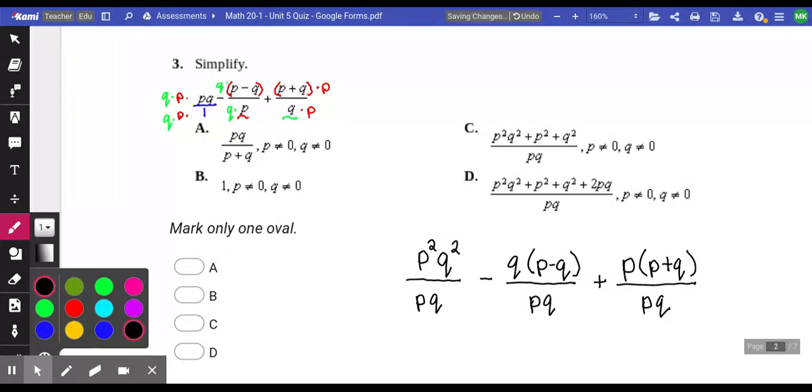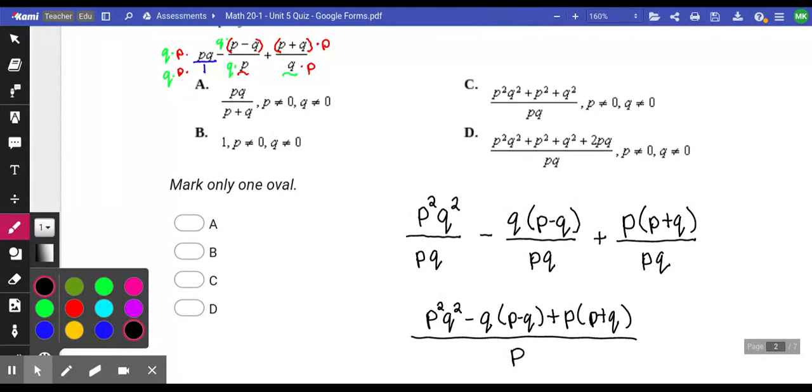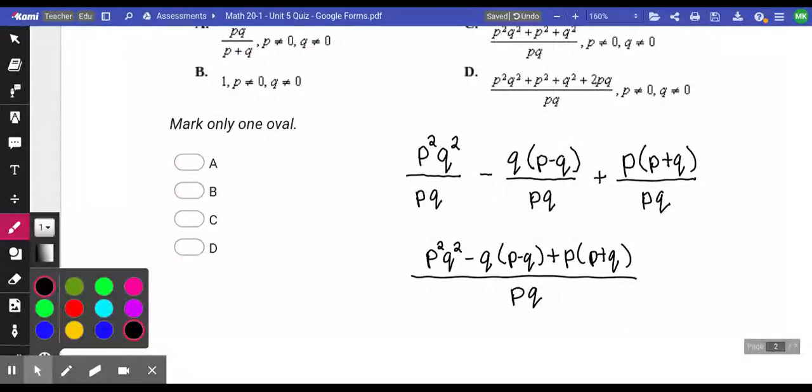Now that you have a common denominator, you can turn this thing into one fraction by just basically combining the entire top, writing it as one big statement. So p squared q squared minus q(p minus q), plus p(p plus q), divided by pq, like that. So I took my original question, I got a common denominator, which allowed me to write this as one fraction.